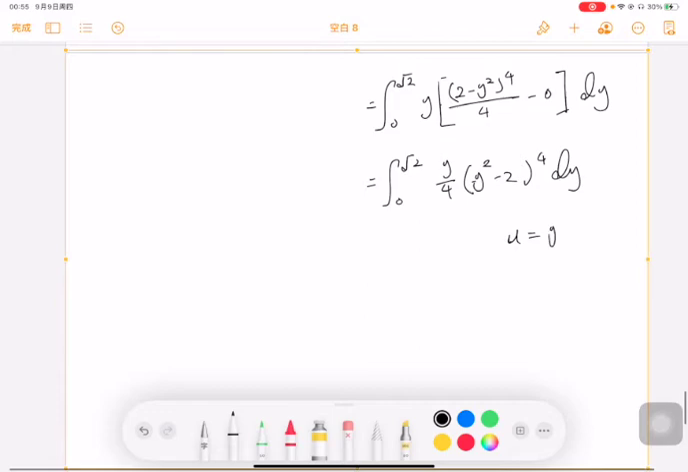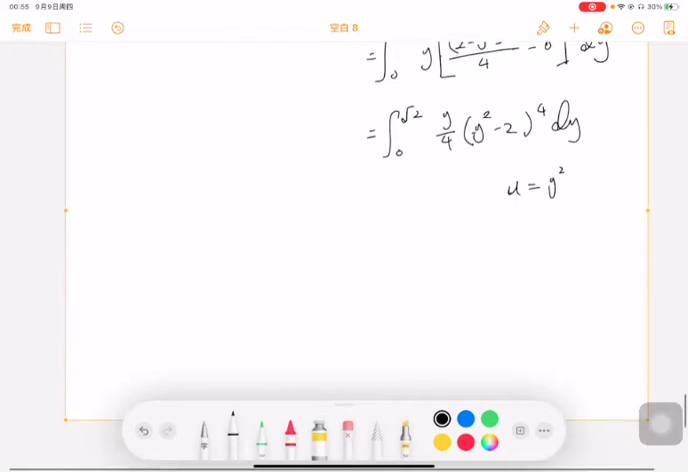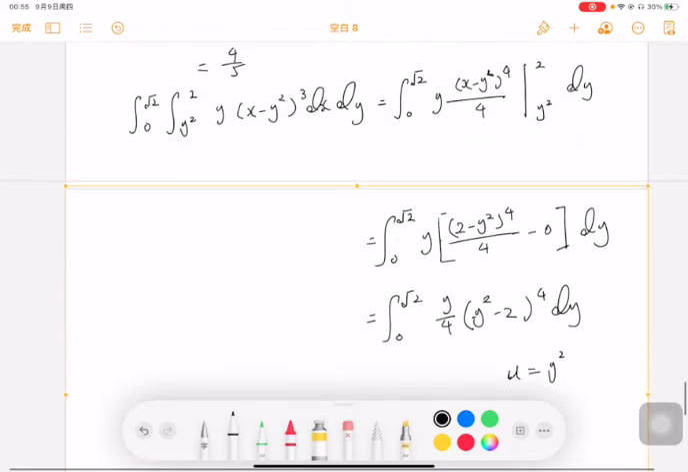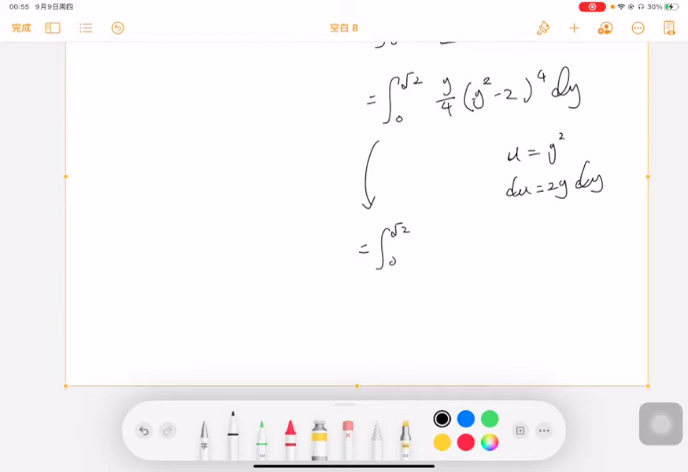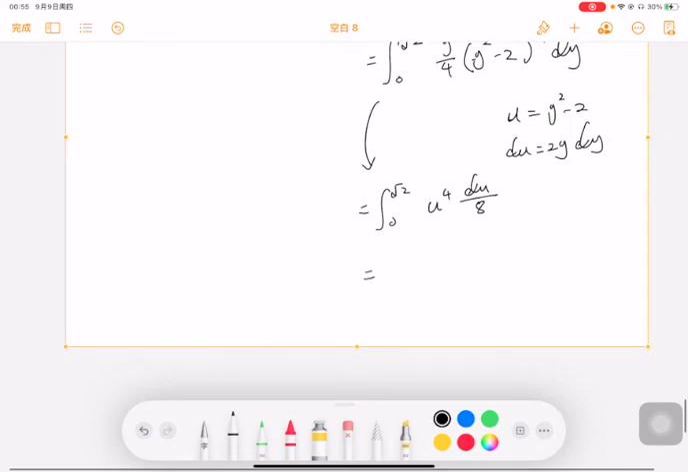Then, am I doing this right? Yeah, u equals y squared. Then du equals 2y dy. Okay, so this one equals the integral from 0 to square root of 2 of, y squared minus 2, sorry about that, u to the 4th times du over 8. That's u to the 5th. Oh, I'm making a lot of mistakes here.